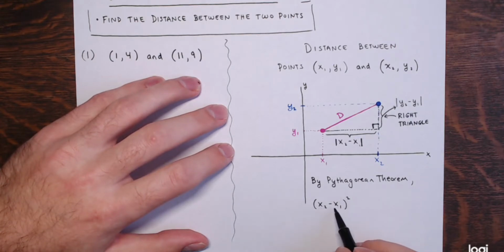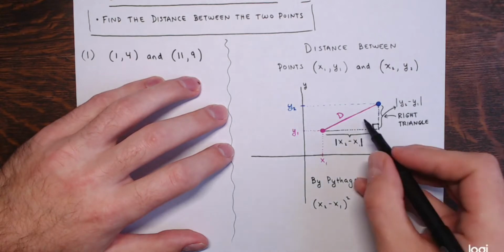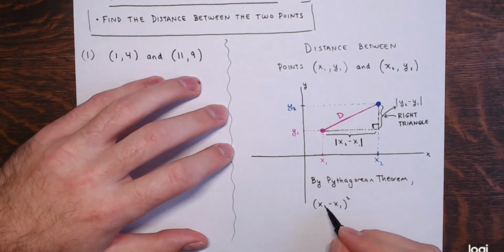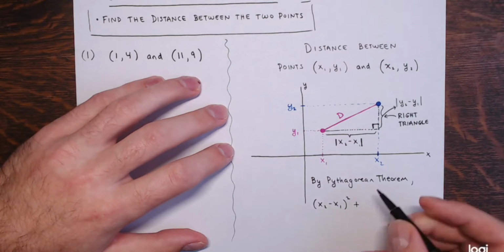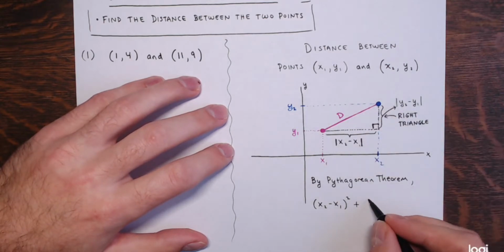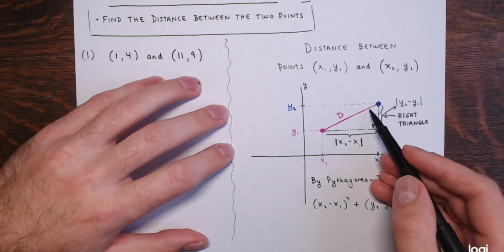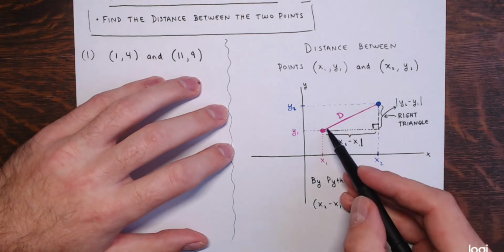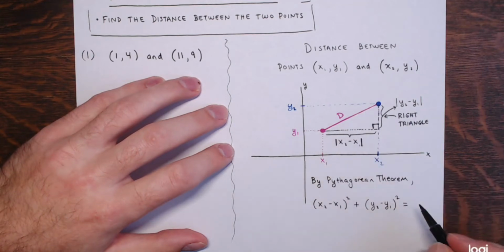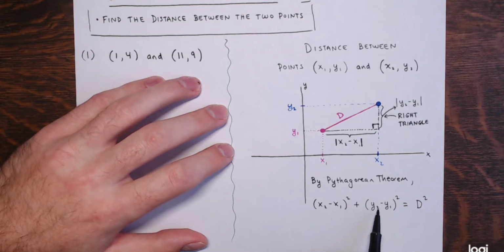So you've got the change in the x coordinates between the endpoints squared, x2 minus x1 or x1 minus x2 squared, plus the vertical leg squared, right? So y2 minus y1 squared should be equal to the length of the hypotenuse, that longest side, which is the distance between the points squared. So the horizontal leg squared plus the vertical leg squared equals the hypotenuse squared, or the distance between the points squared. And then taking the positive square root of both sides, right?